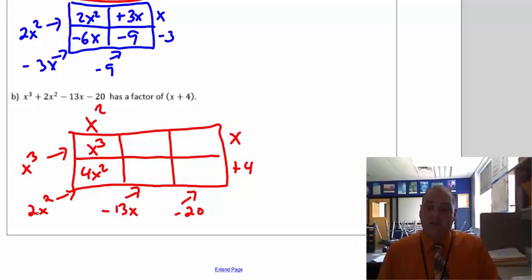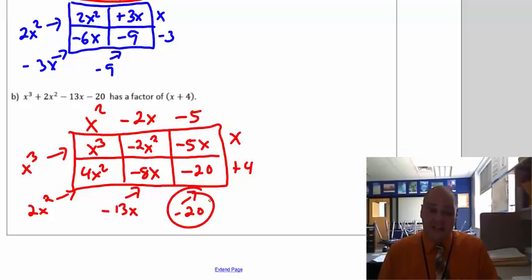My diagonal has to be 2x squared, so this better be negative 2x squared. If this is negative 2x squared, this has to be negative 2x. If this is negative 2x and this is 4, this has to be negative 8x. My diagonal should be negative 13x, so this needs to be negative 5x. Remember, you add along the diagonal to get negative 13. This is negative 5x, so this must be negative 5. And then make sure I'm right by multiplying by 4. I do get negative 20, which is what I was supposed to get.